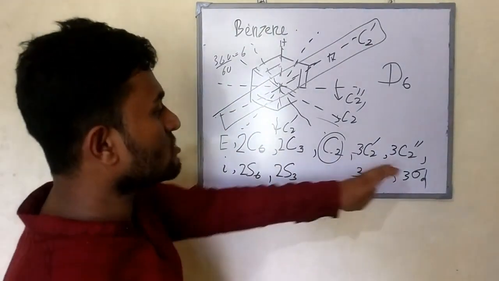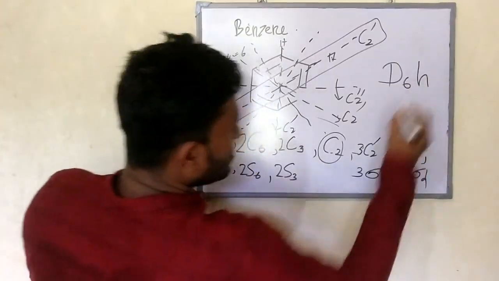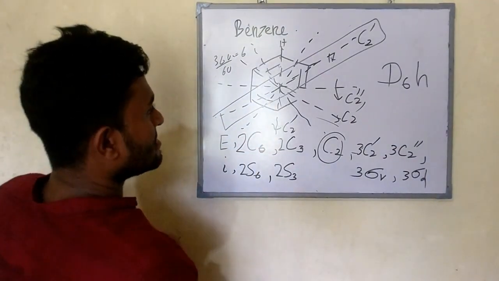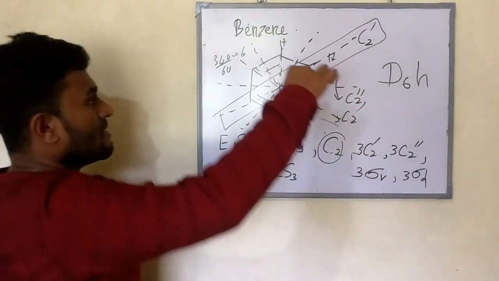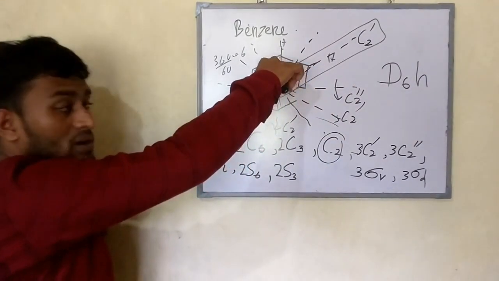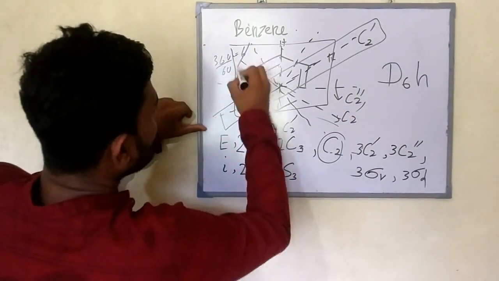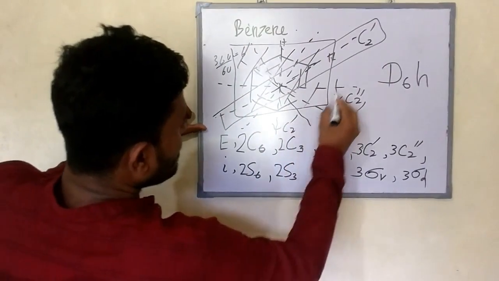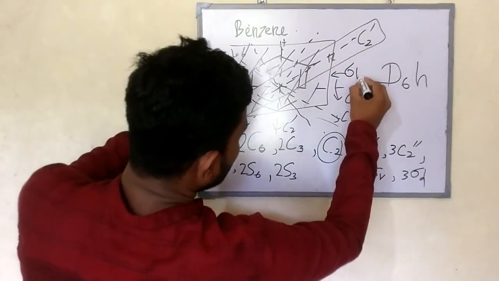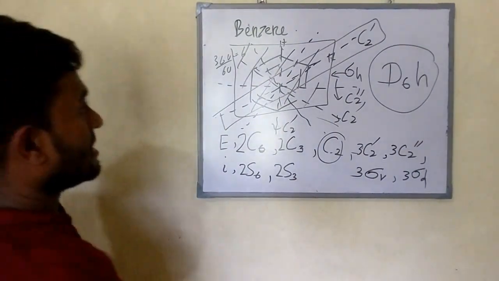Then in the planes you need to give priority to sigma H. So this is D6H. And I forgot one thing. This is the axis going through the middle, and you can take the perpendicular plane. This is sigma H. So your point group will be D6H.